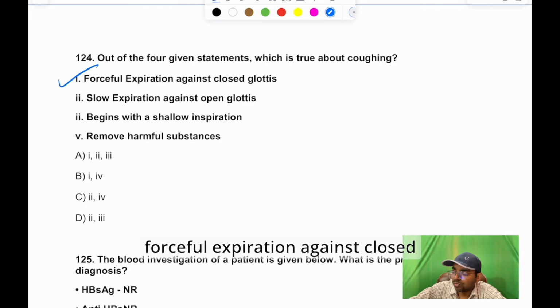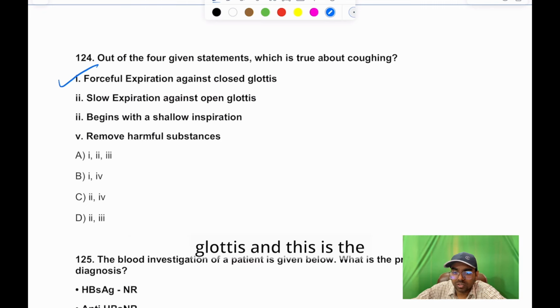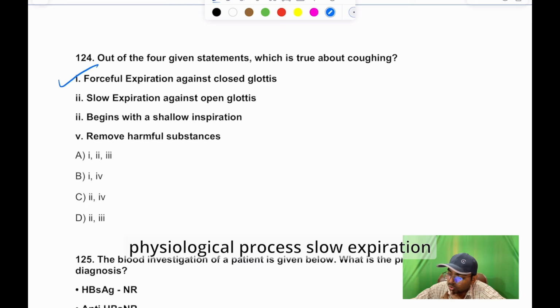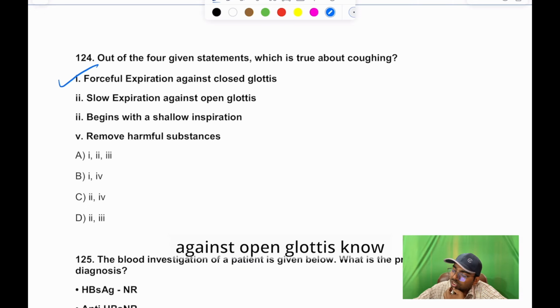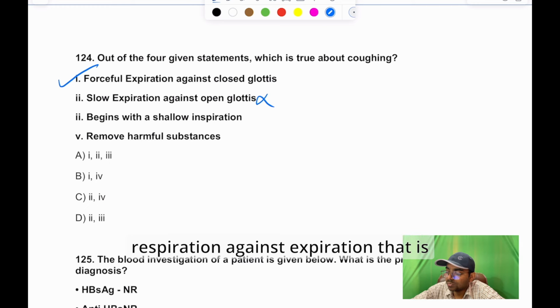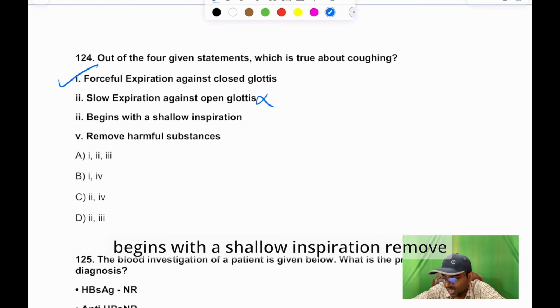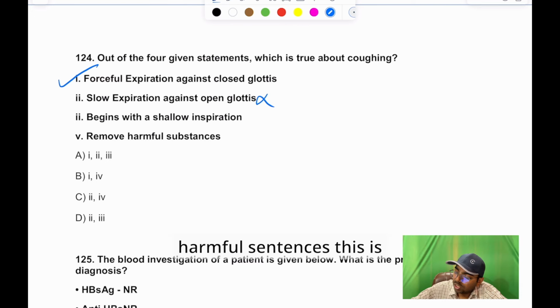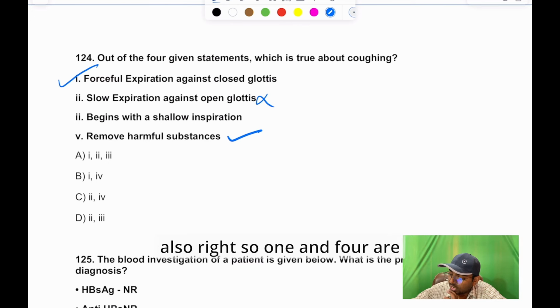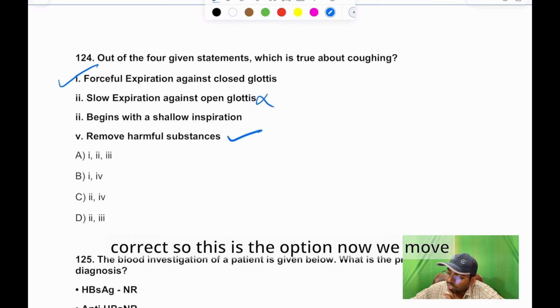Fine. Forceful expiration against closed glottis, this is the physiological process. Slow expiration against open glottis. No. Why? Coughing, it is the slow respiration against expiration, that is the normal respiration occurring. It cannot be the answer. Begins with a shallow inspiration. Remove harmful sentences. This is also right. So 1 and 4 are correct. So this is the option.